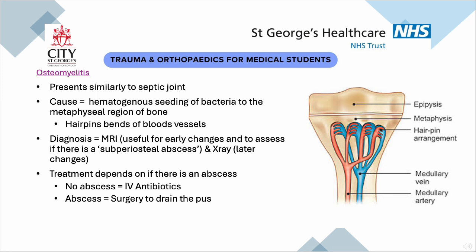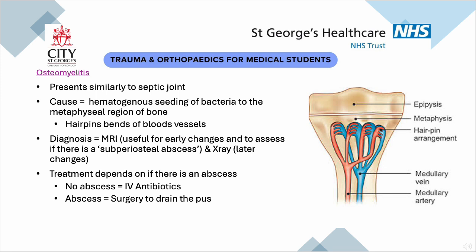Next, osteomyelitis. Now this can present similarly to a septic arthritis, and it usually occurs in the metaphyseal area of the bone, and that's due to the hairpin arrangement of the blood vessels, and the blood tends to slow down and become sluggish in these hairpin bends, and if you have a bacteria within your blood, it can stop and seed in this area. And you notice that this is very near the physis, and so we want to catch this early and try and prevent progression of the infection towards the physis.